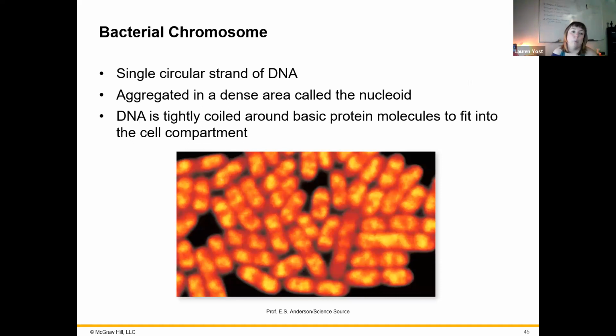The bacterial chromosome is a single circular strand of DNA. And it's going to congregate or aggregate, I guess is the word they're using, in an area called the nucleoid region of the cell. So, we have other stuff going on in the cell at the same time. It's not all over the place. So it's this little area called the nucleoid region. The DNA is quite tightly coiled around protein molecules so that it can fit into that area and not be in the way of everything else going on in the cell.